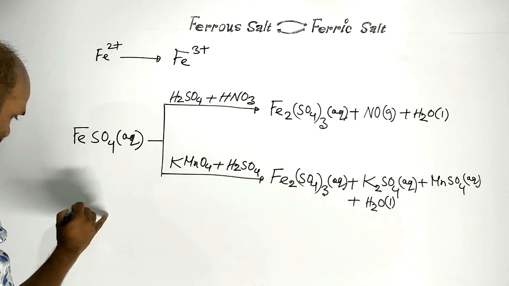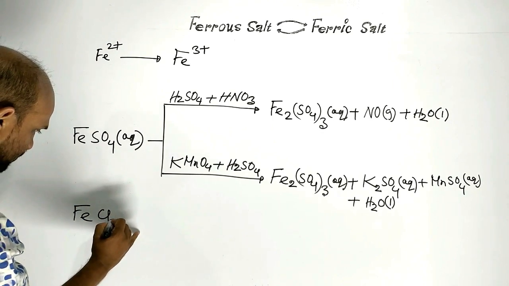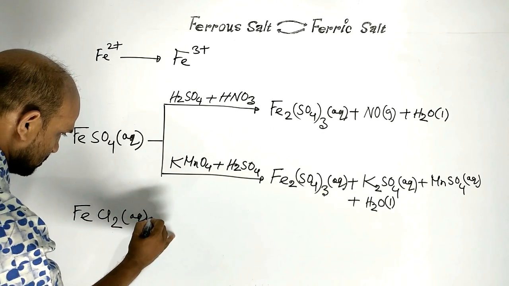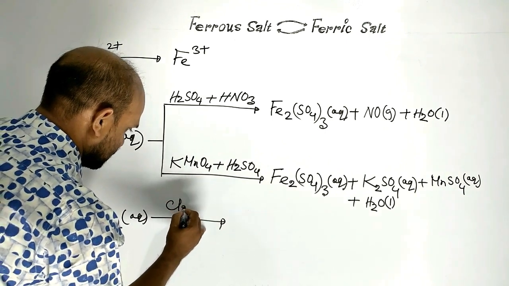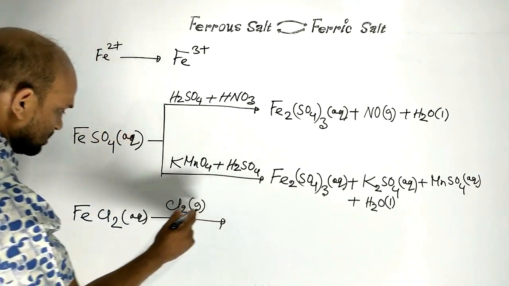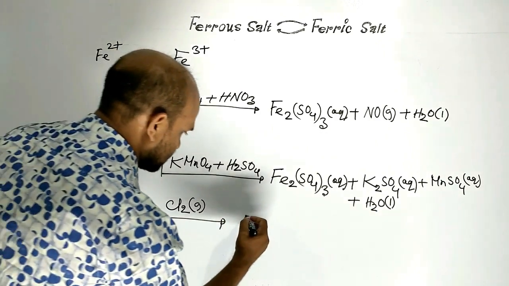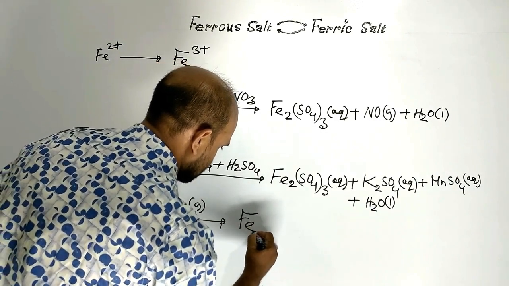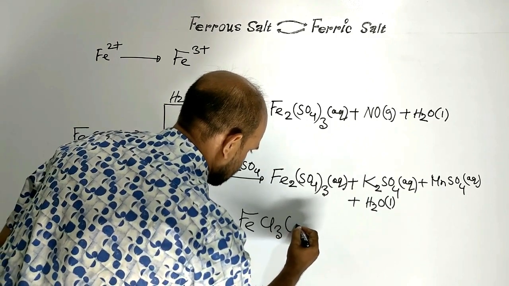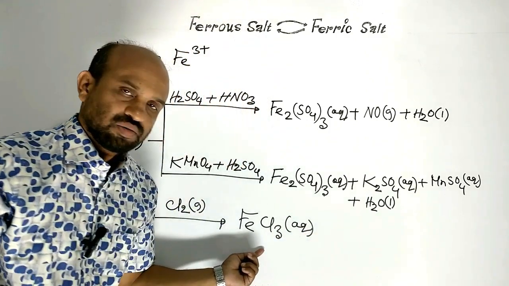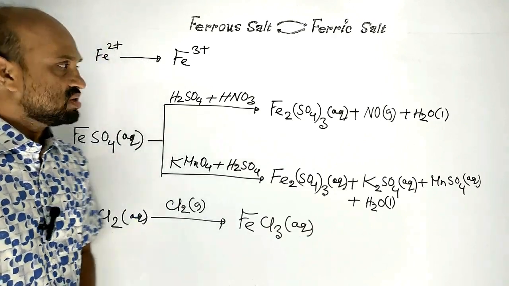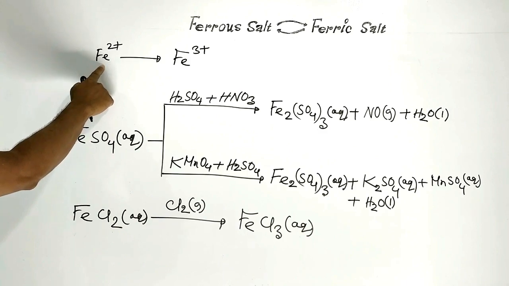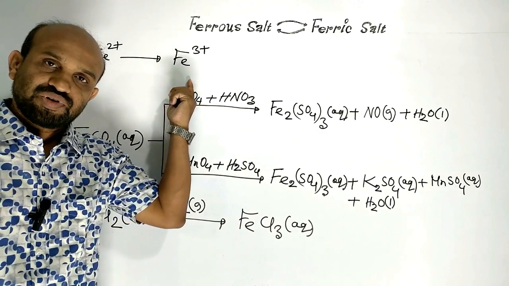Again, suppose another ferrous salt. This is ferrous chloride or iron 2 chloride. This is treated with chlorine gas. Then ferrous chloride suffers oxidation, and as a result, ferric chloride is formed, iron 3 chloride. In this way, ferrous salt is converted to ferric salt.